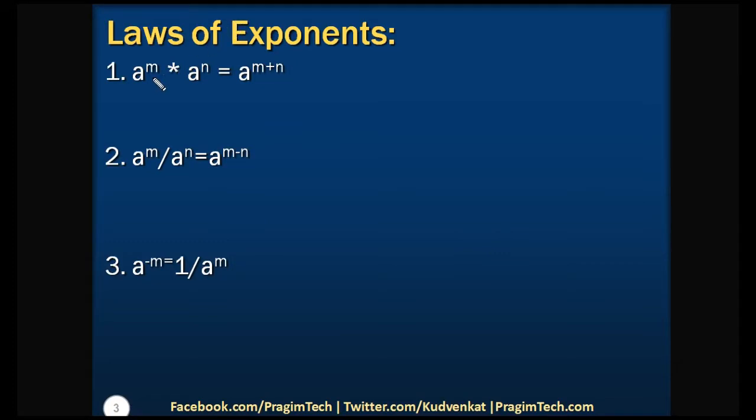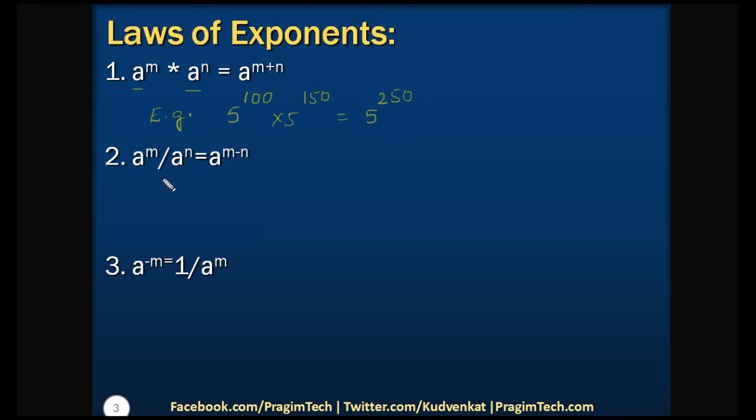The first one is a to the power of m into a to the power of n is equals to a to the power of m plus n. That means when the bases are same, we can add the powers, right? So let's consider one example. If it is 5 to the power of 100 into 5 to the power of 150, this will be equals to 5 to the power of 100 plus 150, which is nothing but 250. That means when the bases are same, we can add the powers.